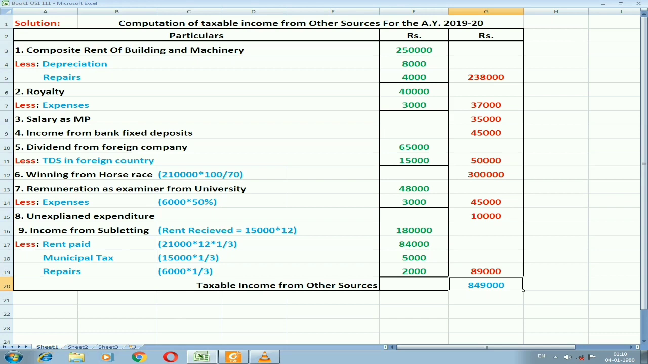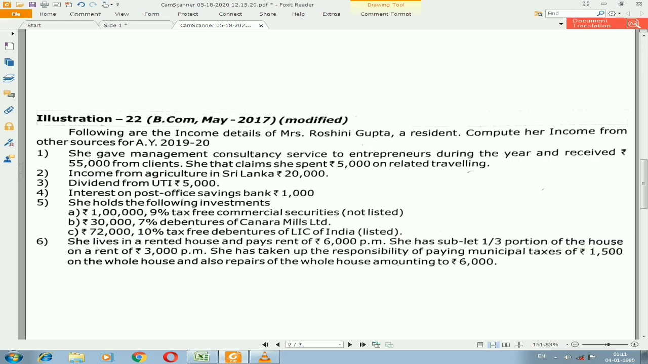I hope you guys have understood this illustration. So I'm giving two more illustrations for you guys to solve. This is the first illustration. The first point says a consultancy service to entrepreneurs during the year, and she received 55,000 from clients. So she is receiving an income. So this will be related to other sources only. So take that income and deduct the expenditure. Apart from that, all other information I have already explained. So please consider and do it.